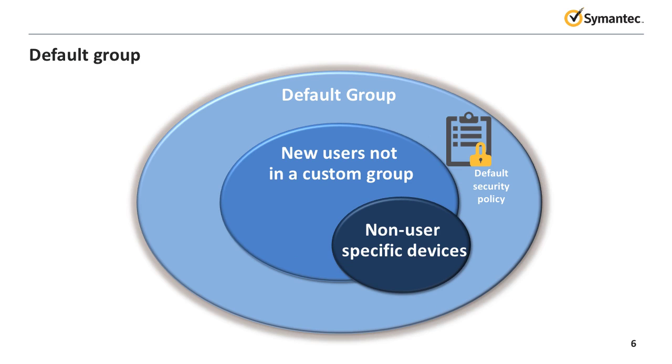You can use the default group that comes with SEP Cloud, or you can create custom groups. The default group contains all the non-user specific devices and all the new users that are not assigned to a custom group. The default group uses the default security policy. You cannot delete the default group. You can add and delete custom groups. If you want to delete a custom group, you have to move all the users to a different group first. To manage non-user specific devices such as servers, add them to a group.